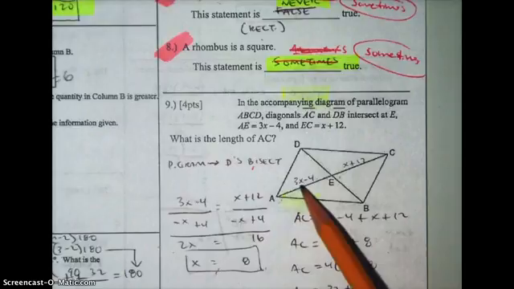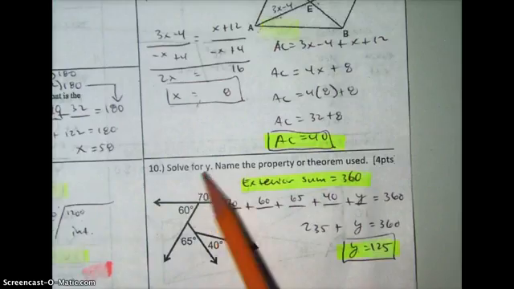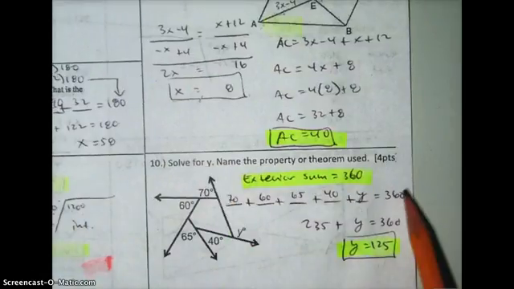Question number 10. Solve for y and name the property or theorem used. Okay. Notice how all these angles are on the outside. That's called exterior sum, which means if you add them all up together, these should equal 360 degrees. And that means y is equal to 125.